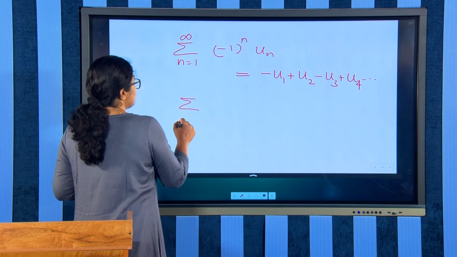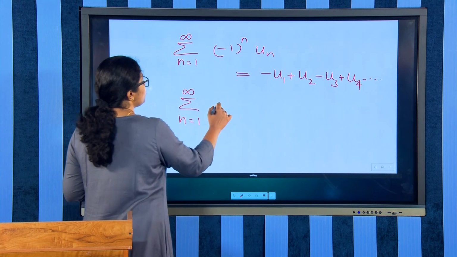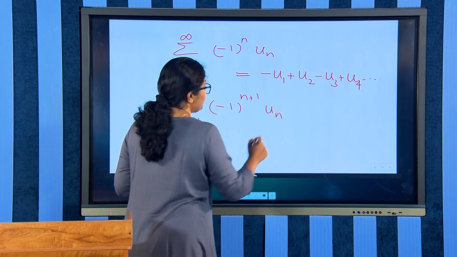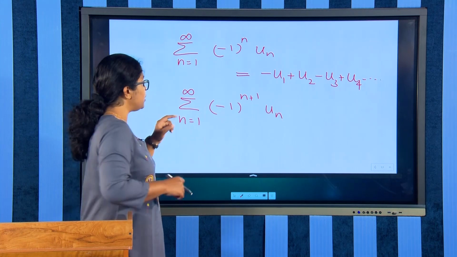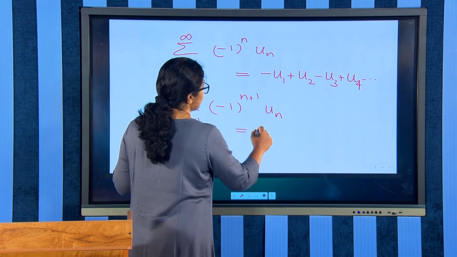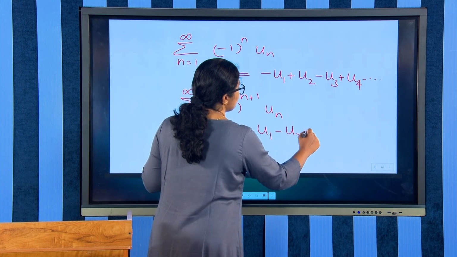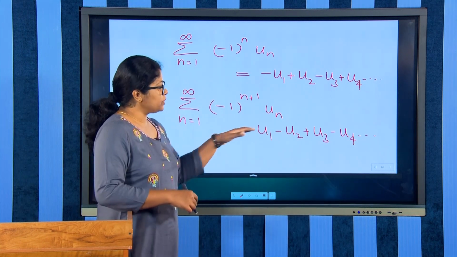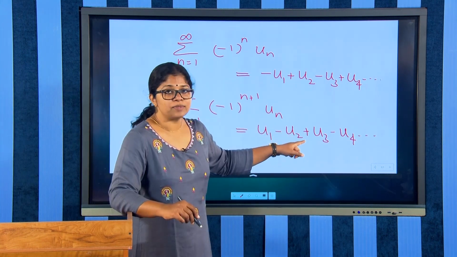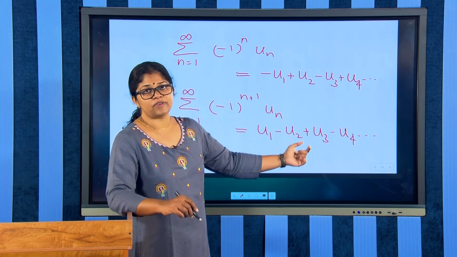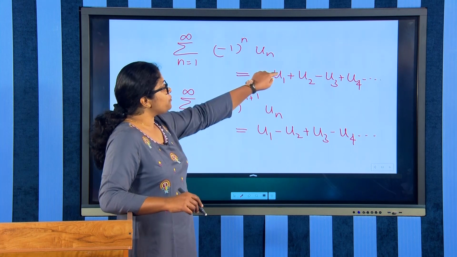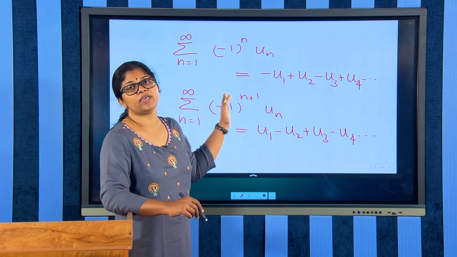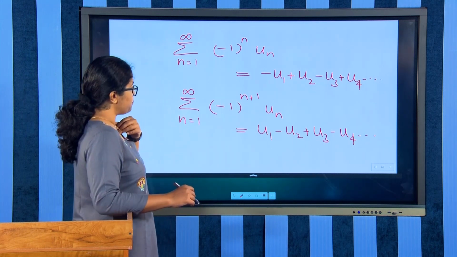The second notation was summation n equal to 1 to infinity (-1)^(n+1) u_n, and if you put n equal to 1, 2, 3 and so on, you will be getting u1 minus u2 plus u3 minus u4 and so on, where also we can see the terms of the series are alternatively positive and negative. So, if the first term is negative, we will use the first notation. If the first term is positive, we can use this notation. That is the only difference.